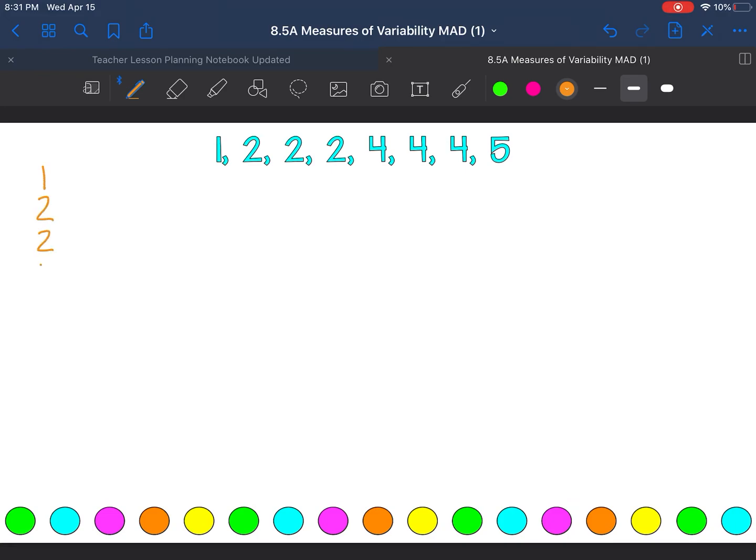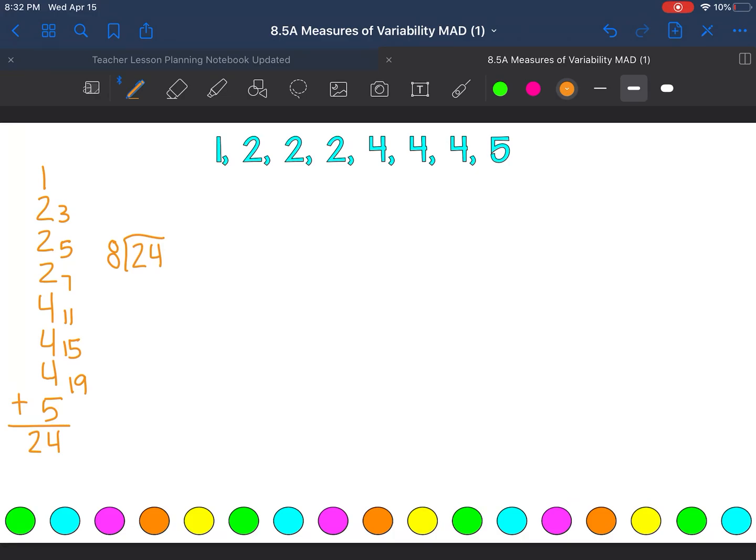So remember, my first step is I'm going to add up all my numbers. Find that average. So 1, 2, 2, 2, 4, 4, 4, 5. So add them all up. 1 plus 2 is 3. 3 plus 2 is 5. 5 plus 2 is 7. 7 plus 4 is 11. 11 plus 4 is 15. 15 plus 4 is 19. 19 plus 5 is 24.